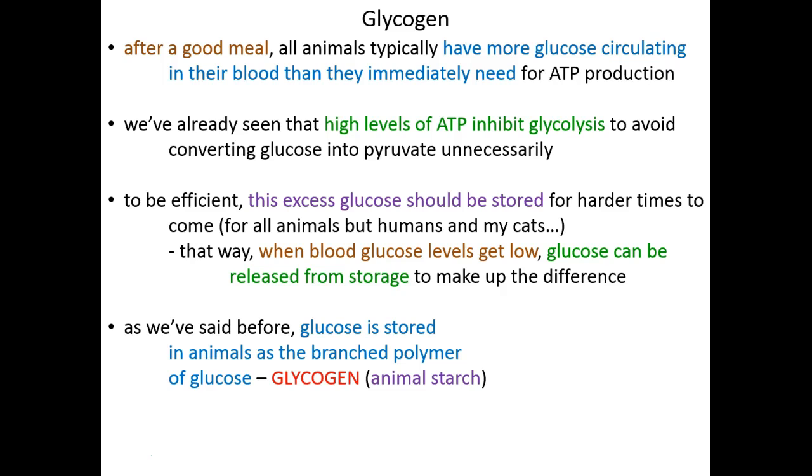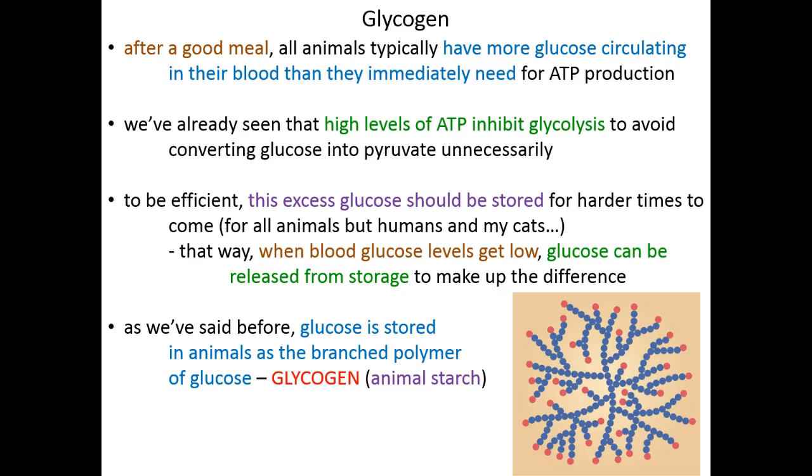As we've said before, glucose is stored in animals. We mentioned this when we talked about starch, about amylose and amylopectin, and it's stored as a branched polymer of glucose, which we refer to as glycogen. Glycogen also goes by the less common name animal starch, and that's what it is. It looks very much like amylopectin. It's this branched molecule, and each of those circles you see on the screen, whether they're blue or they're red, is a single subunit of glucose. The only thing that distinguishes the red circles from the blue is that the red circles are endpoints. They are terminating glucose molecules at the end of this glycogen tree.